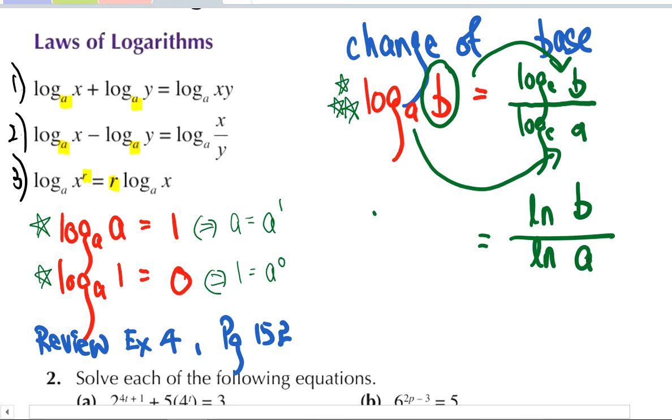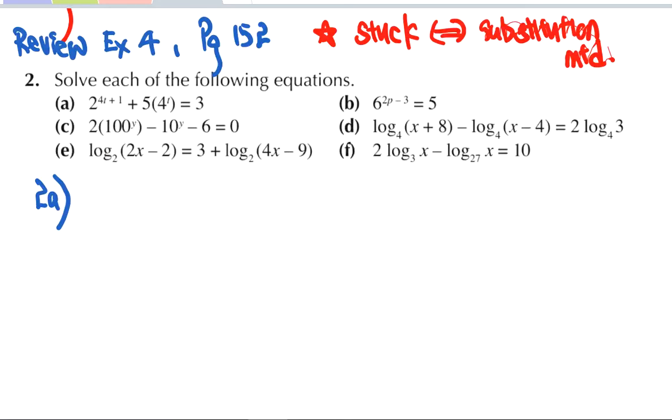Alright? So, Zishun, how will you get started with 2A? How will you do 2A? Can you do logarithm, just log on both sides? No. Why cannot? Okay, you are correct.